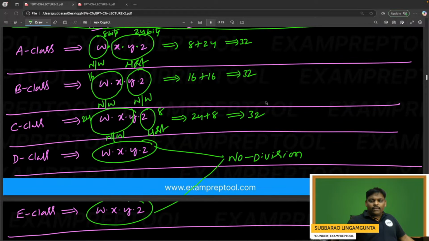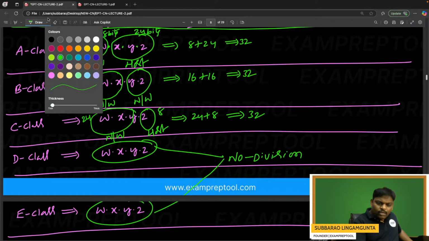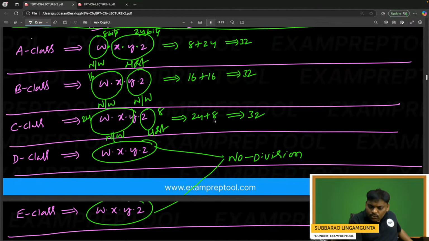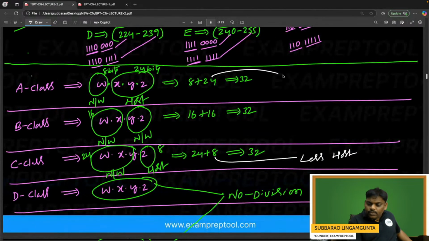Can we go further? First question I want to ask all the people: in which class is the host less? Remember here, I am using another color also. Which class has less host? See, host purpose is 8 bits in the less-host one. Next one: can you see this one? This is more host.